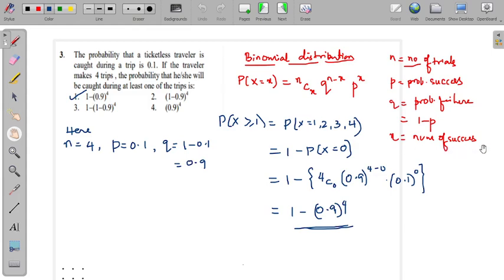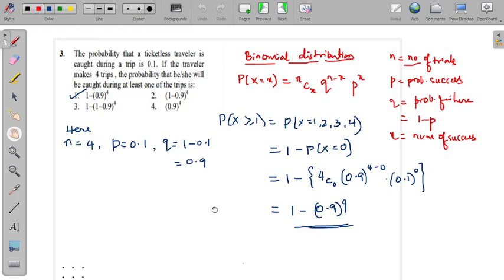X is number of successes. Here they are asking you the number of successes during at least one of the trips. At least one means minimum one, may be greater than or equal to 1. So x equal to 1, 2, 3, 4. Instead of finding individual values and adding up, I can go with the complement. The missing value here is 0. The random variable takes the values from 0 to 4. So 1 minus P of x equal to 0. Put x equal to 0. So 4C0, 0.9 power 4 minus 0, 0.1 power 0. So that gives you 1 minus 0.9 to the power 4. First option is the answer.